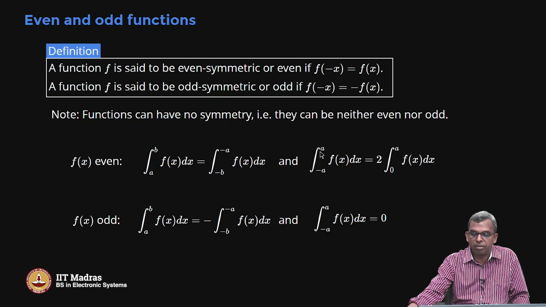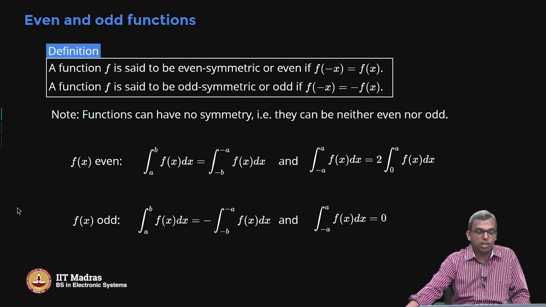Okay, so this is a very useful property. When you have even symmetry, you don't have to bother with minus a, you can just do 2 times the integral 0 to a. On the other hand, even more useful is odd symmetry.